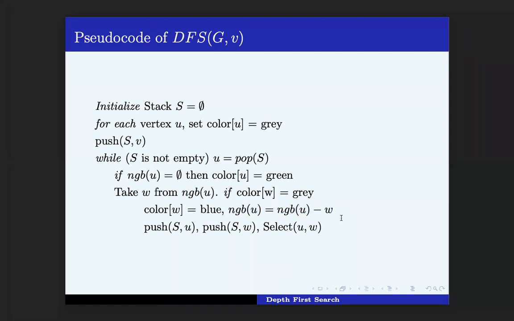Sir, can we push a vertex more than once? Because in this last line we are pushing whenever we see an edge, so we can push any other vertex multiple times.